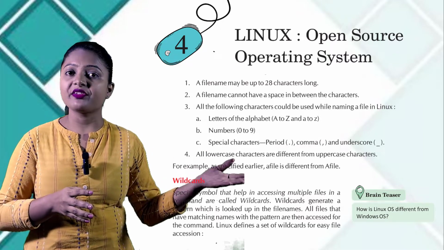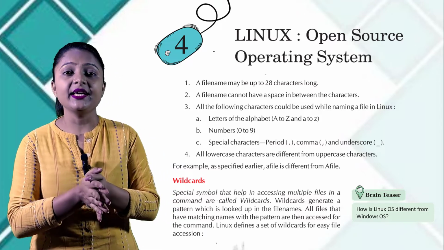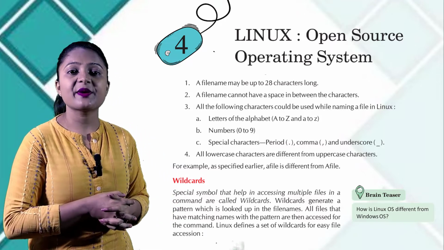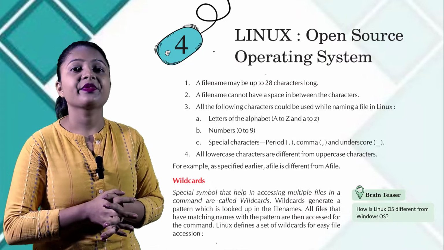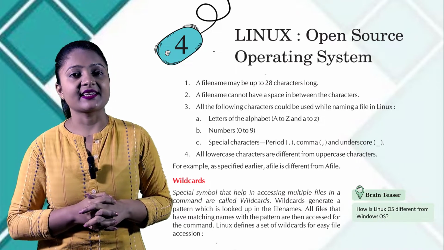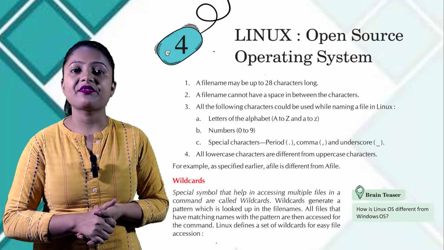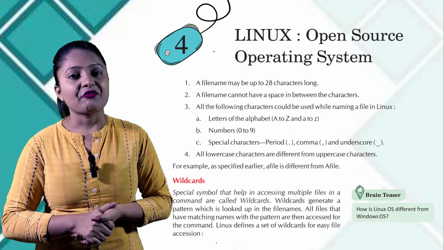A. Letters of the alphabet, A to Z or small letter a to z. B. Numbers 0 to 9. C. Special characters: period, commas and underscore. Fourth, all lowercase characters are different from uppercase characters. For example, as specified earlier, a file is different from capital letter A file.